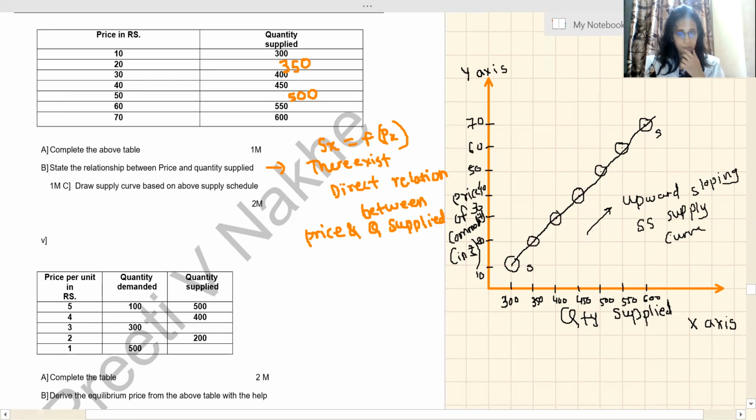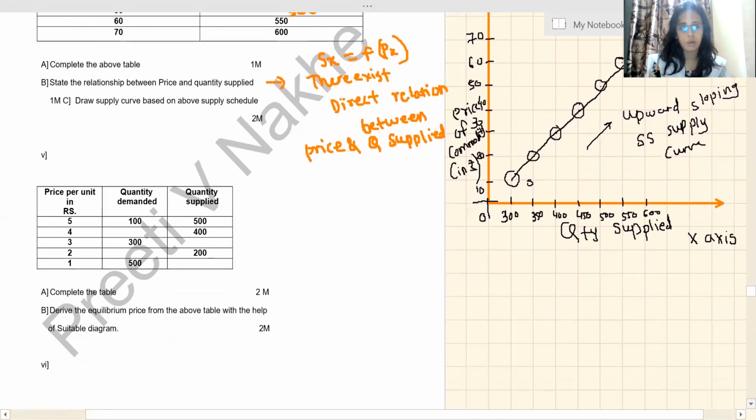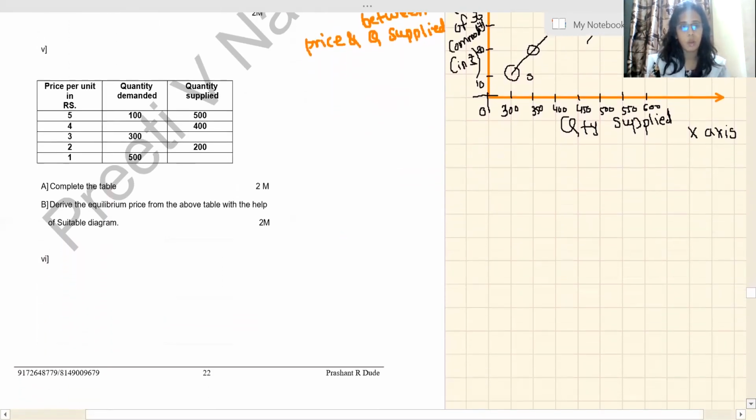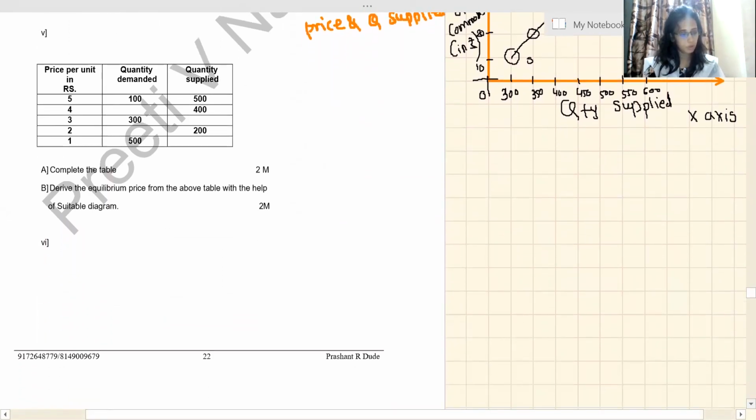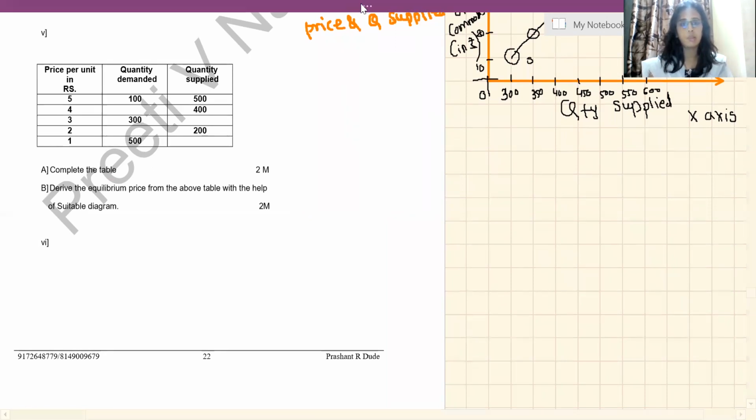We have labeled everything. This is right, O is the origin. Okay, so we have finished with this. Let's move on to the next diagram. Price per unit. Okay, this is based on equilibrium price.